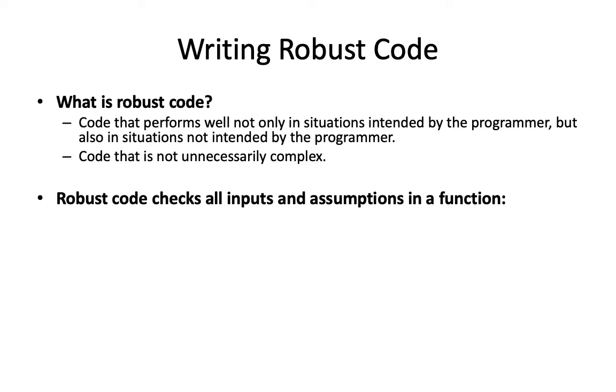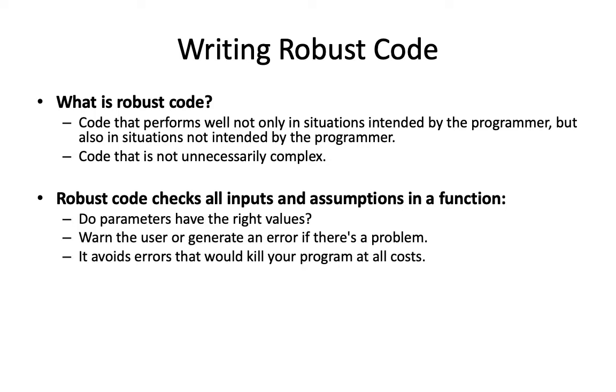So like that square root example, a robust function will basically ask, what are all the inputs that I could possibly get? And how should I handle each combination of all these inputs? Sometimes it's easy, sometimes it's hard.